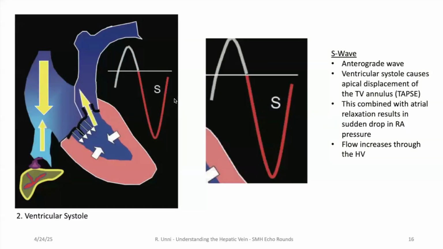The next wave that you get in the profile is the S wave. This is caused by ventricular systole. When the RV contracts, the tricuspid annulus moves downwards toward the apex. That's what gives you your TAPSE. That sudden apical displacement, the downward movement of the tricuspid annulus, is what pulls the RA open. It changes the RA volume, and that sudden drop in RA pressure is what gives you this S wave. This is why you also get an X descent in your jugular venous pressure. And so, because of that drop in RA pressure, you have anterograde flow through the hepatic vein.